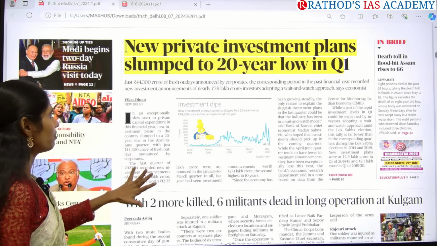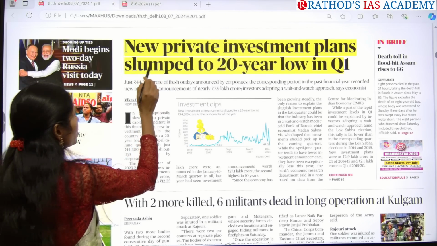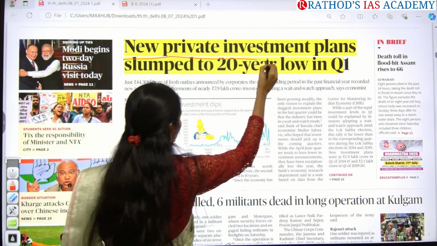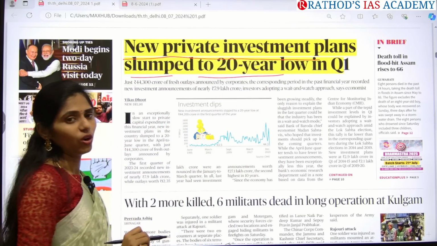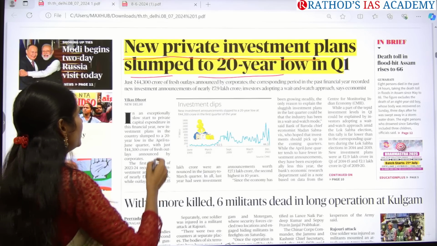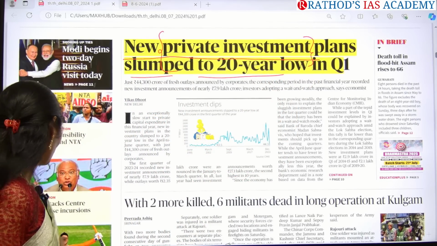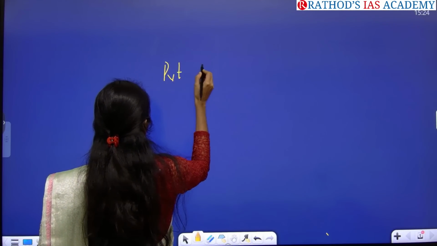So this is the front page of the Delhi edition. The first article is about investment. The title says new private investment plans slumped to 20-year low in Q1. So what is the keyword here? The keyword is private investment.